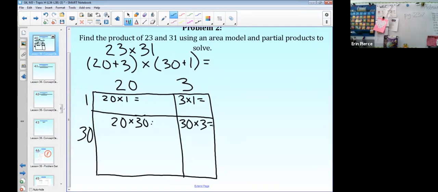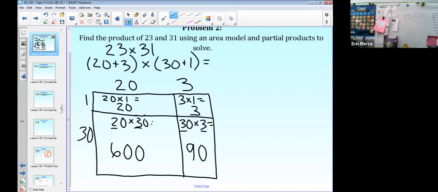A couple of these should be really quick, easy answers, right? So we're just multiplying by 1 on 2 of the boxes. 20 times 1, quickly, everyone. 20. 3 times 1, everyone. 3. All right, now these are the harder ones. 20 and 30, 30 and 3. 20 times 30. 600. 30 times 3, Anna, 90.